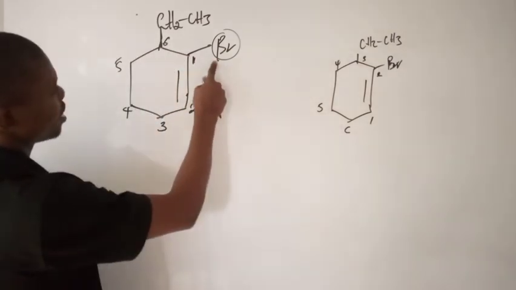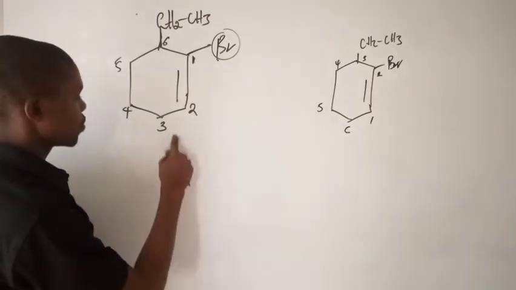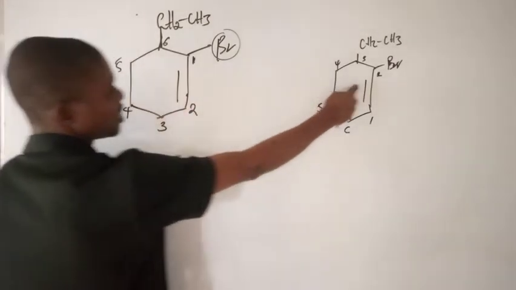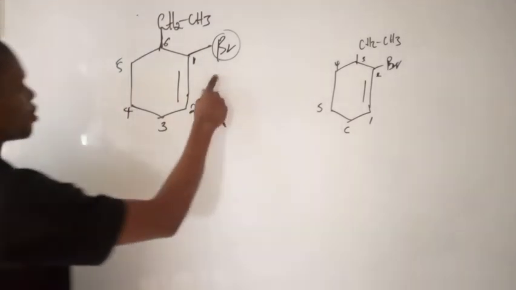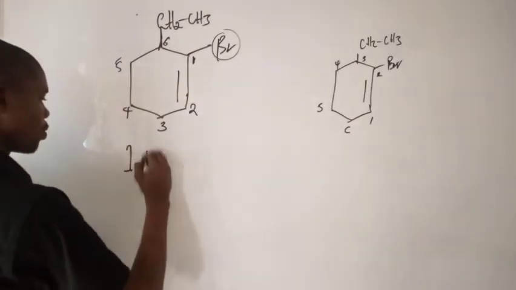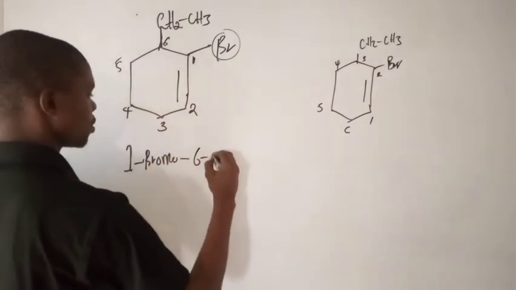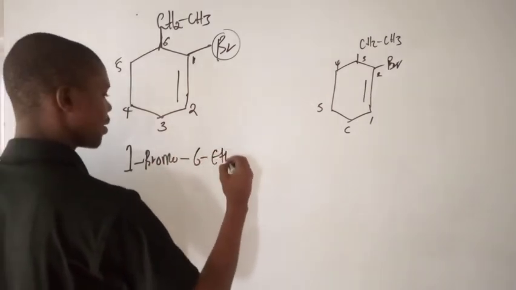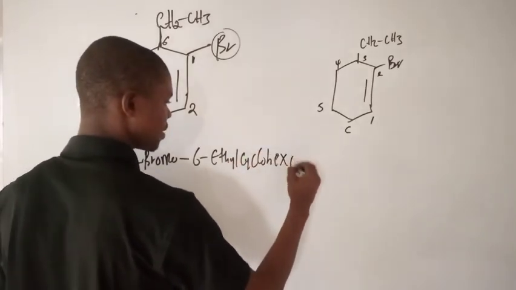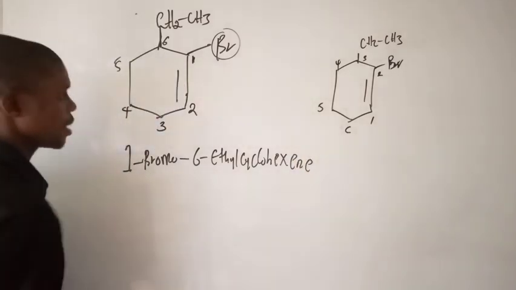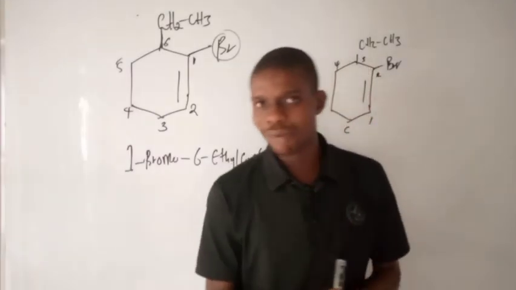That is the reason why here is my carbon 1. If you have my carbon 1, then my carbon 2, 3, 4, 5, 6, not the other way. Do you understand? So here we have 1-bromo, here we have 6-methyl, cyclohexene. So this is how you name more complex structures.